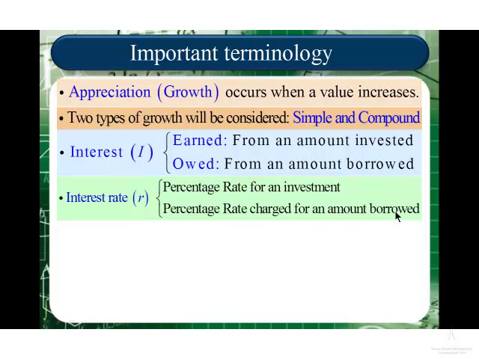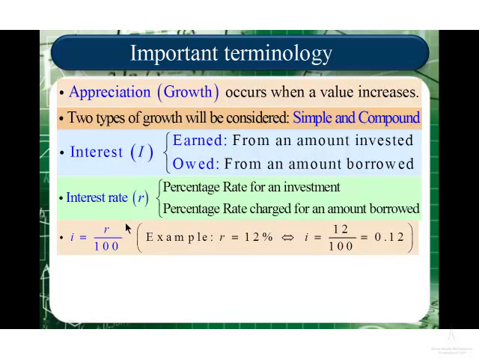Two ways to apply the interest rate then. It is important to note the relationship between the interest rate denoted by R, which will always be in percentage format, and I, which will be the same expression of the interest rate but now in decimal form. So we have to take the interest rate expressed as a percentage and divide by 100. Then we have the interest in decimal form.